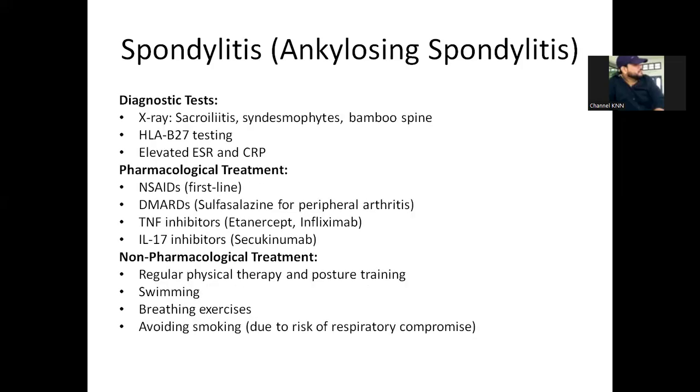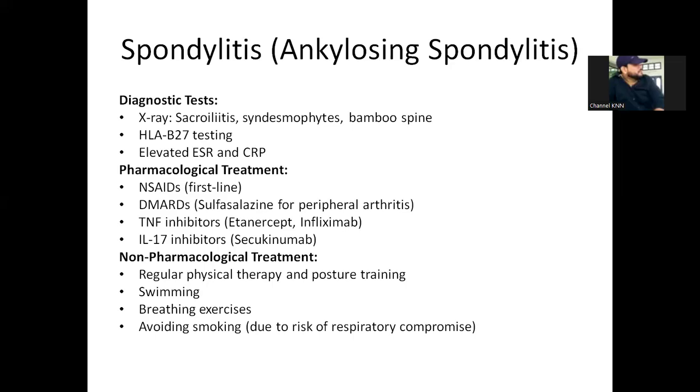Next, diagnostic tests: as usual, we will go for X-ray and gene testing, and elevated ESR and C-reactive protein levels in the blood. Pharmacological treatment mainly involves NSAIDs, non-steroidal anti-inflammatory drugs, as first line. And DMARDs, as we have discussed in rheumatoid arthritis, that is disease modifying anti-rheumatic drugs like sulfasalazine, will be given during peripheral arthritis. TNF inhibitors like etanercept and infliximab are given, and interleukin 17 inhibitors like secukinumab can be given in these spondylitis cases.